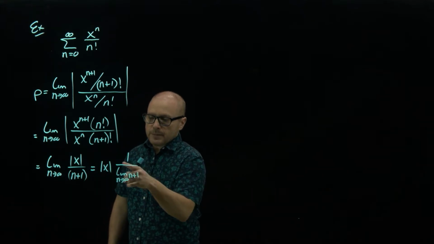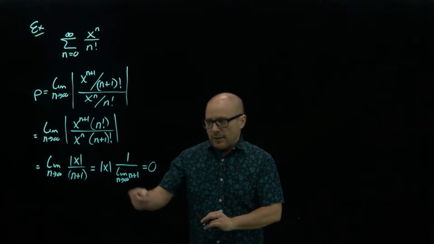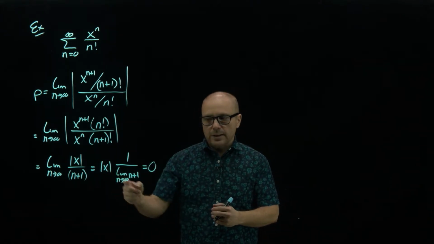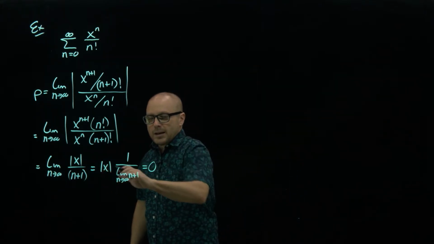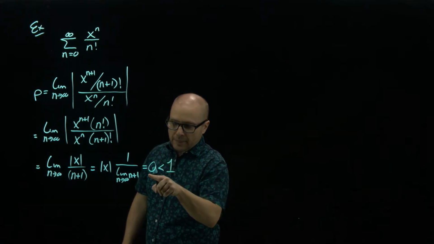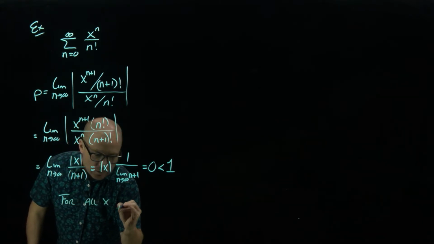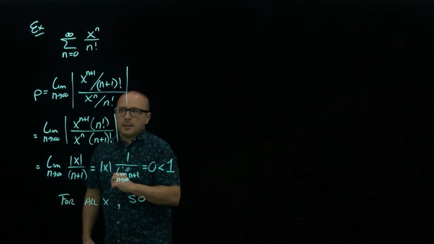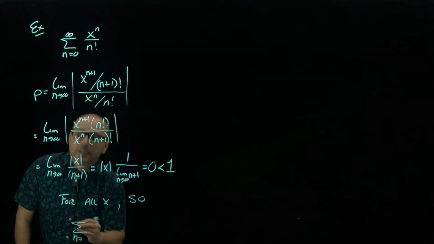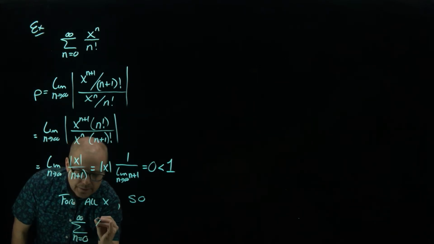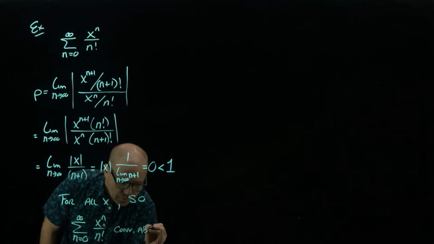That's going to infinity. So this limit equals 0, no matter what that x is. If x is 5, times 0 is 0. If x is 100, times 0 is 0. If x is 0, times 0 is 0. So no matter what x is, that is less than 1 for all x. So what we've figured out then is our power series, from 0 to infinity, x to the n over n factorial, converges absolutely for all x.